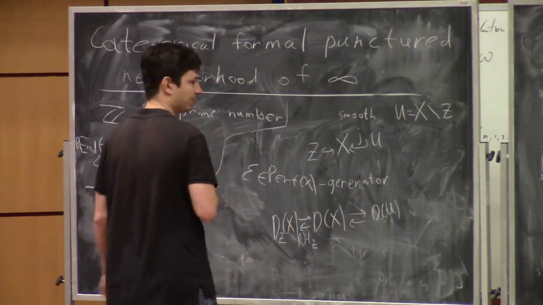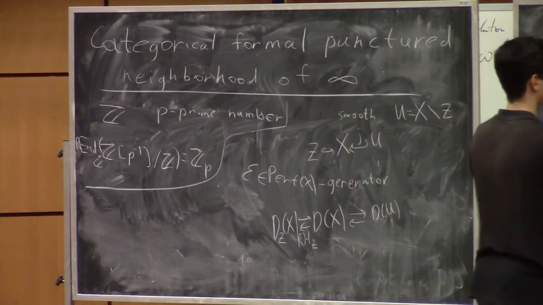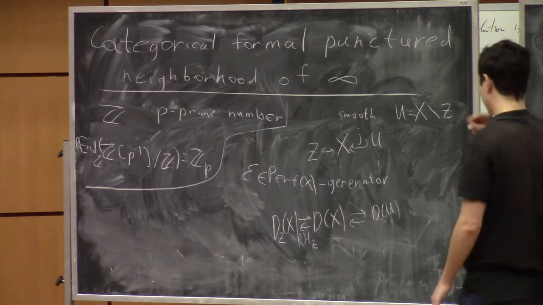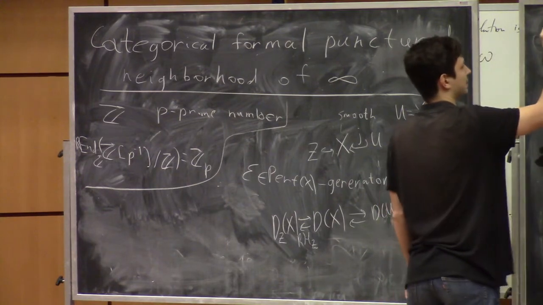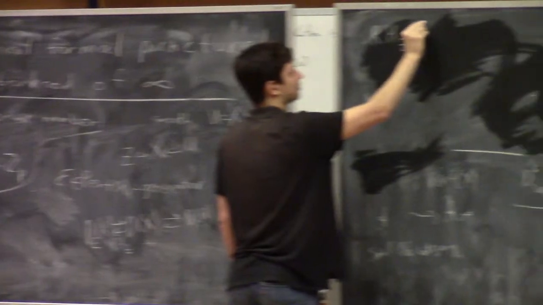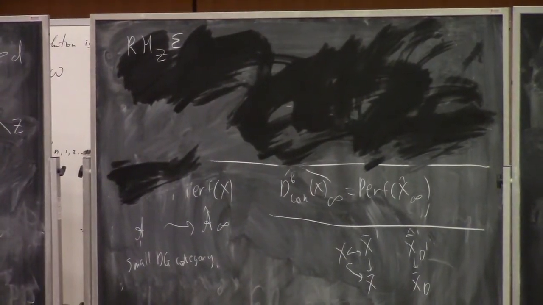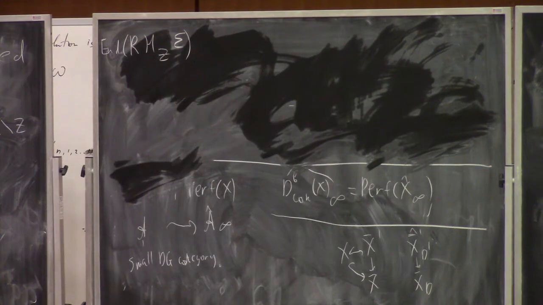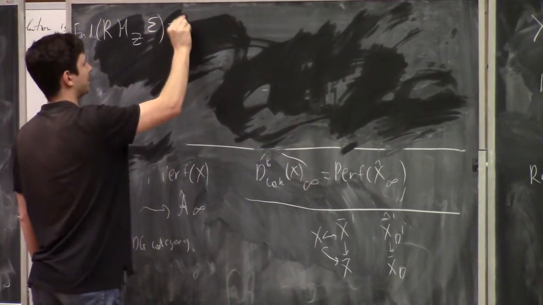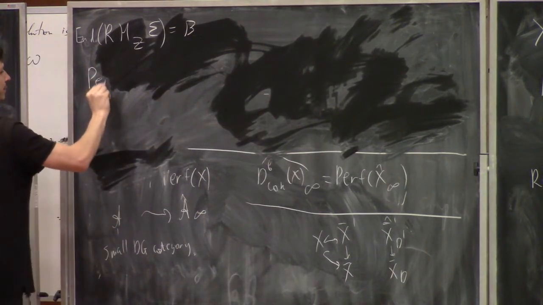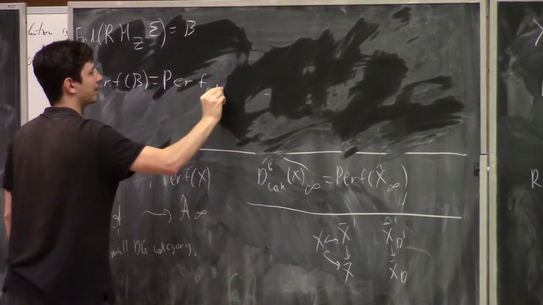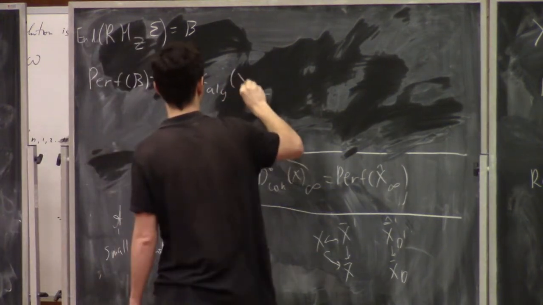And what the construction does is actually the following. We take just the derived sheaf of sections supported on Z, apply it to the generator, and take its DG algebra of endomorphisms. And actually, if you denote this by B, then perfect complexes over B give you the perfect complexes on the completion of X along Z.